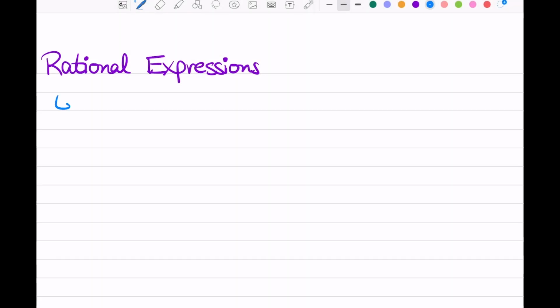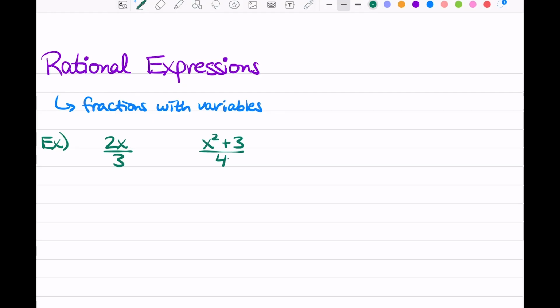Rational expressions are fractions with variables. For example, you could have 2x over 3, x squared plus 3 over 4x, or x over x plus 6. These are all fractions that have variables. In this video, we're going to work with these fractions. We'll simplify the fractions and then work on adding, subtracting, multiplying, and dividing them.